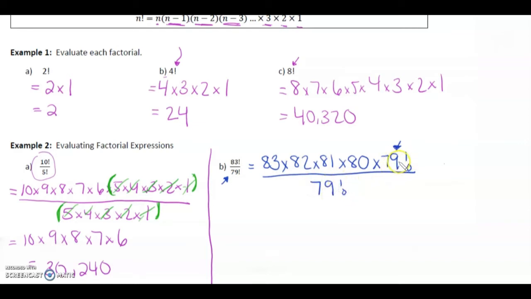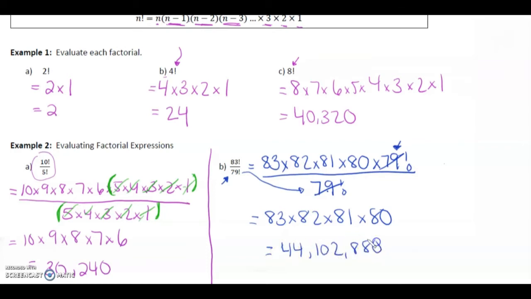So 79 factorial over 79 factorial, these are going to cancel out. This 79 factorial came straight from the denominator. So we can do 83 times 82 times 81 times 80, and we can solve, giving us 44,102,880. Now, just to check, I'm going to do 83 factorial divided by 79 factorial in my calculator. This gives me a math error. I have a pretty good calculator, but it's still not sufficient to calculate such a big number.